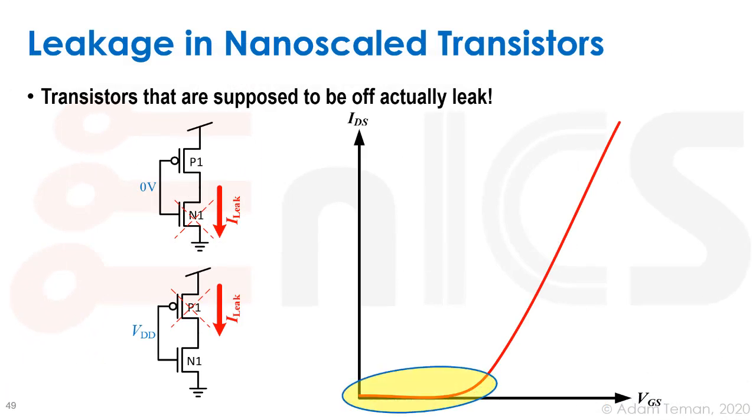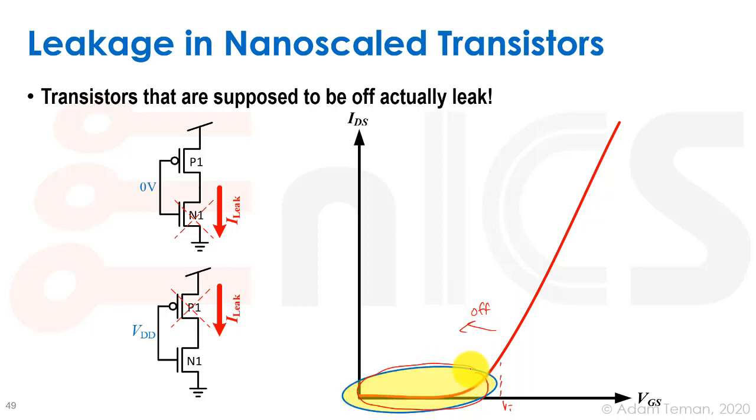So, as we can see here, transistors that are supposed to be off actually leak. We have our VGS versus IDS curve, which we looked at, and it always looks like this. And we usually take whatever point is our VT over here, and we say that the transistor is off when it's below VT. But actually, this is non-zero. In fact, it's actually pretty big.